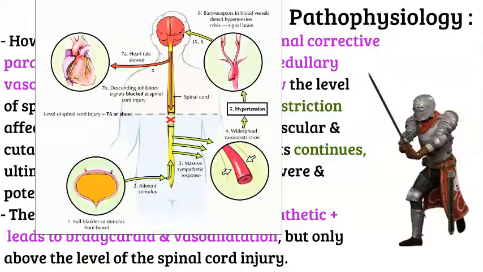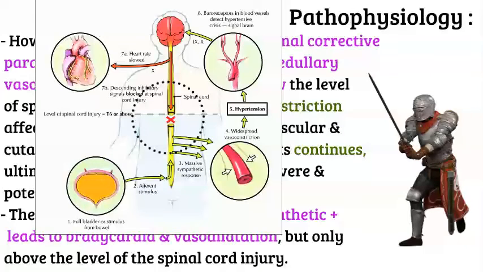This picture illustrates the autonomic dysreflexia mechanism. First, it is started off by a stimulus, for example a full bladder or stimulation from the bowel. This sends an afferent stimulation. There is a massive sympathetic response. There will be widespread vasoconstriction that leads to hypertension.